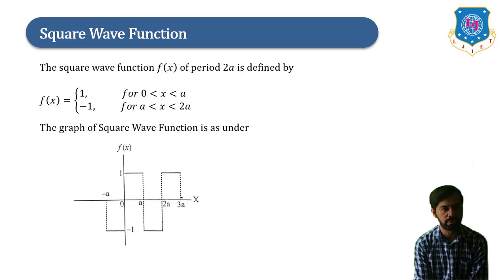So this is the graph of square wave function. Here we can see that whenever x is between 0 to a, then value of function is 1. Okay. Whenever x is between a to 2a, then value of function is minus 1. Okay. So this is the graph of square wave function. As here we can see that square wave is generated.